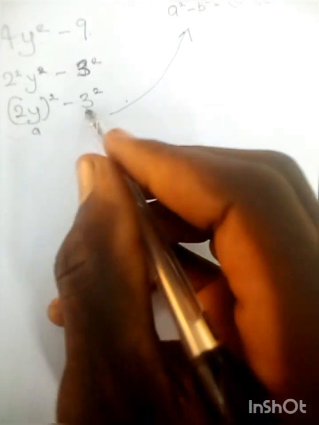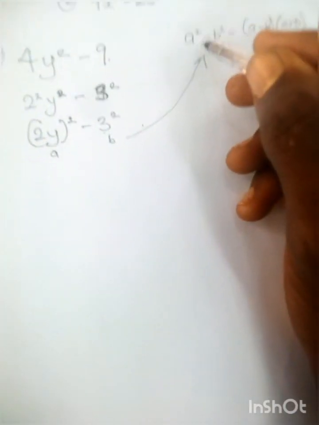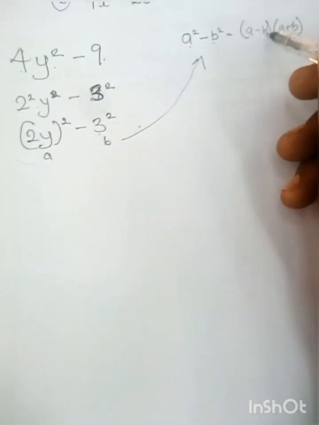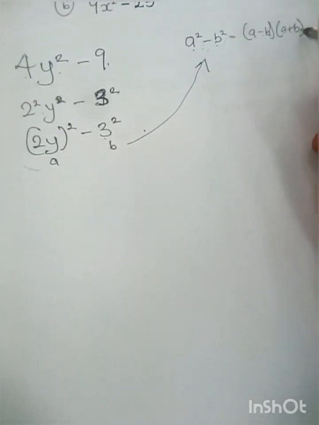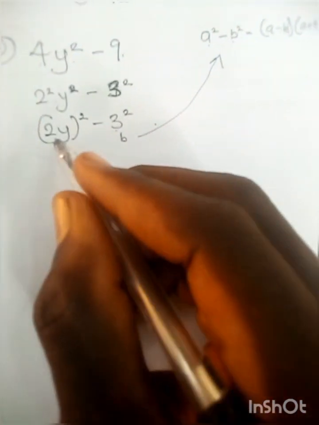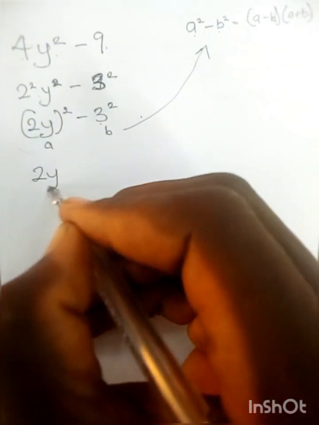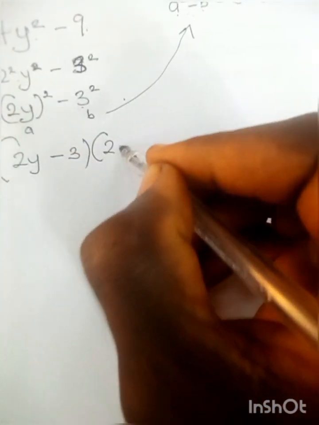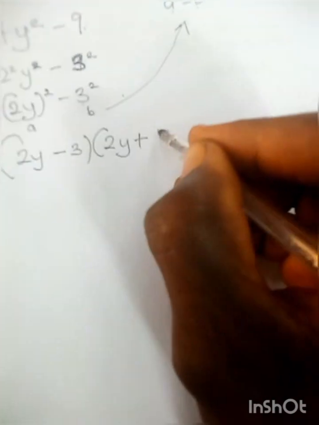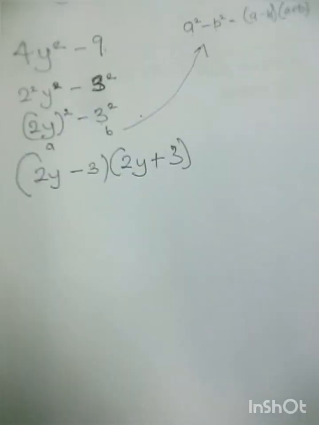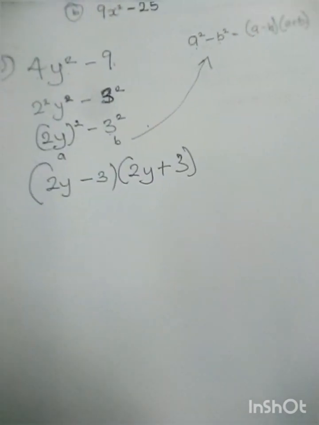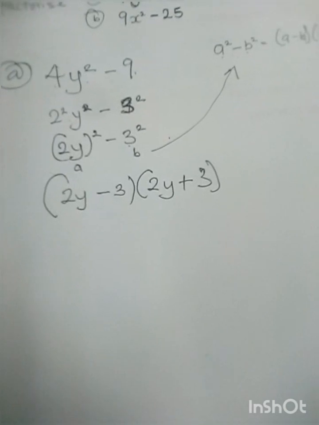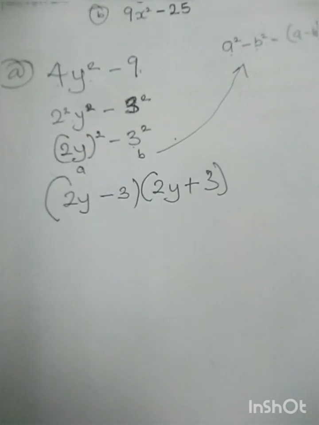Now, following this method, we said A squared minus B squared will give you what? A minus B into A plus B. So we'll do that, and let's assume this is our A, which is now 2y minus 3 into 2y plus 3. Do you get that? That is it.